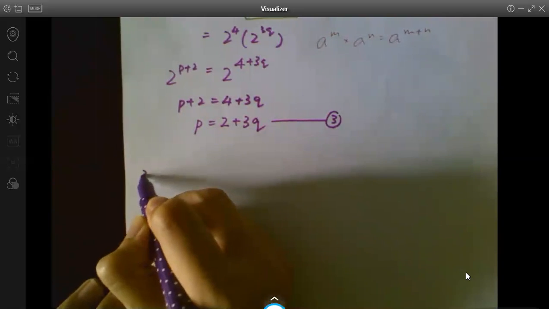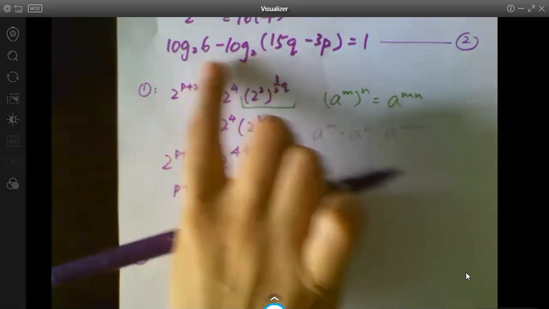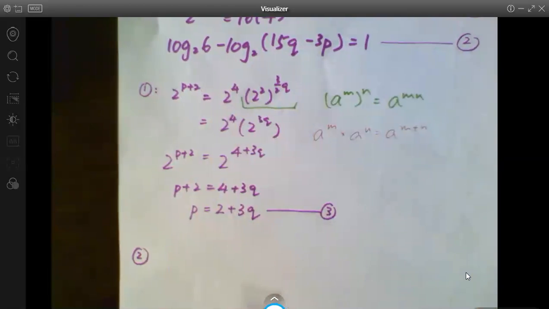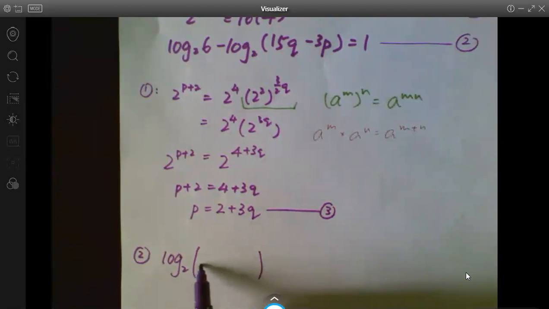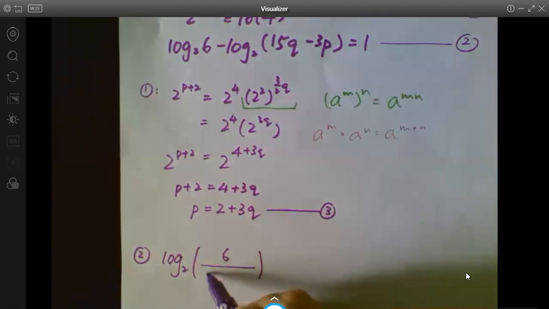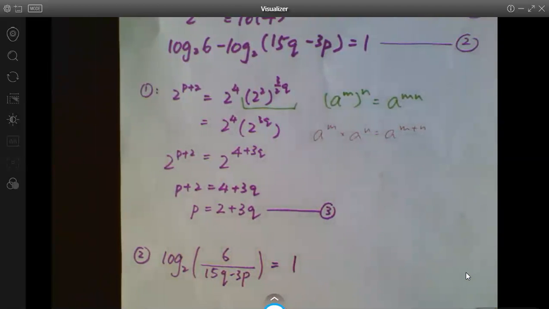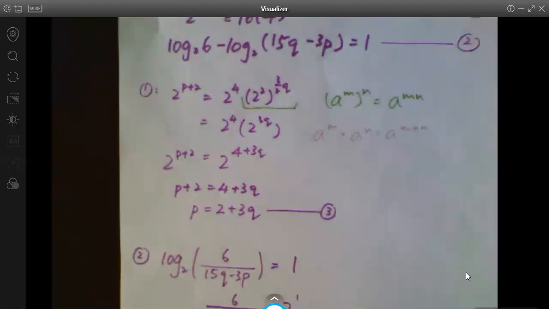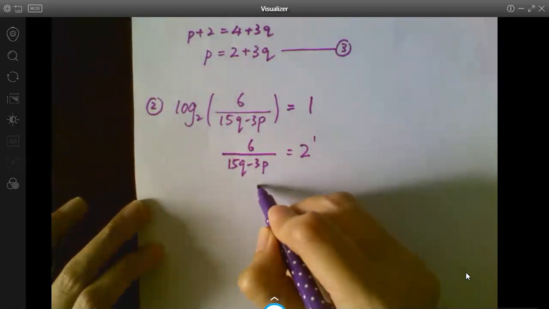Let me now do equation 2. Log base 2 of 6 minus log base 2 of 15q minus 3p. Let's use the quotient law: log base 2 of the quotient 6 over 15q minus 3p is 1. The base is 2, the power is 1. We cross multiply.